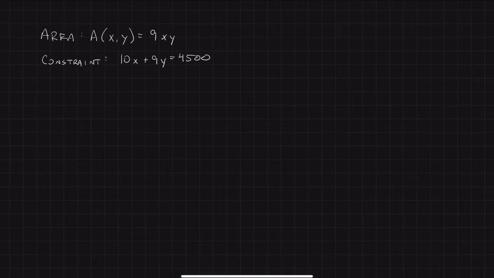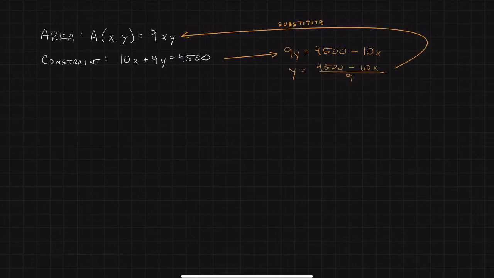Since we need to take the derivative of our area function, we need to redefine it in terms of just a single variable. So in order to do that, we can use our constraint function and solve that for a variable. I'm going to solve this for y. So move the 10x over to the other side of the equal sign and then divide both sides by 9. Take this and substitute it back into your area formula.